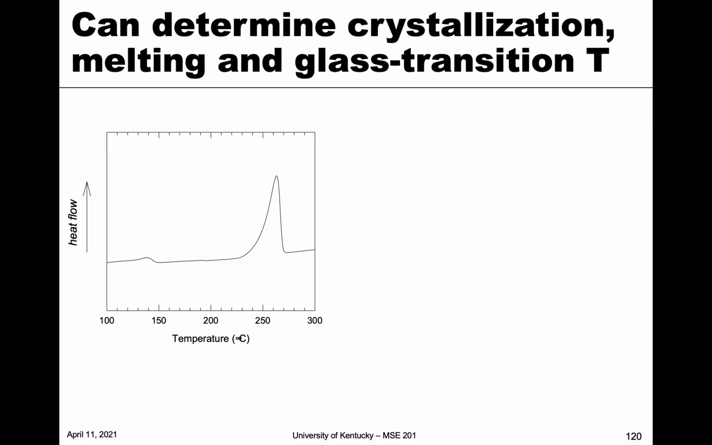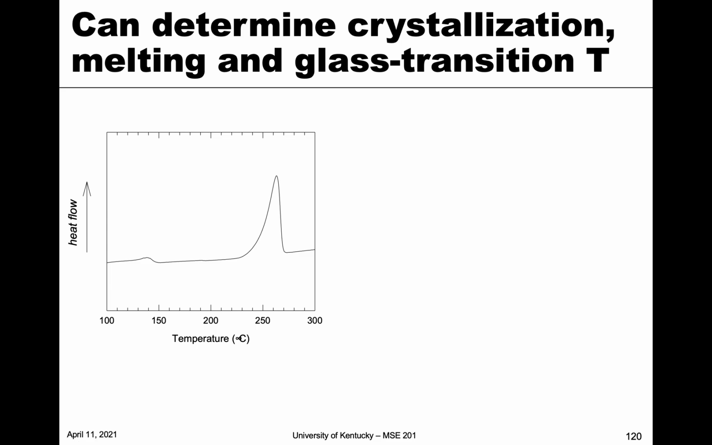And so what we get out of that is a curve like this. So basically what we do is we heat them up. So here you see from 100 Celsius all the way up to 300. And you see this kind of flat line, but then you see deviations from it. So you see something here and something here. And this is heat flow. So this is that power difference in the sample.